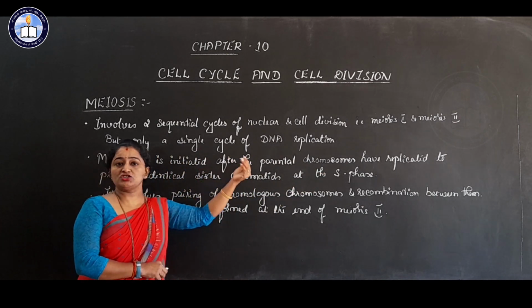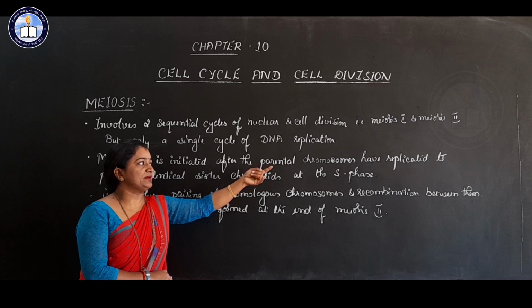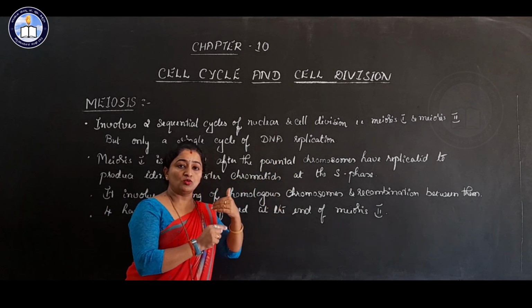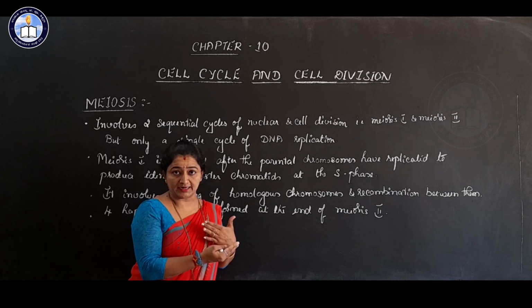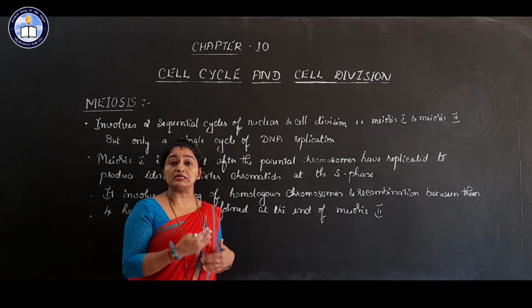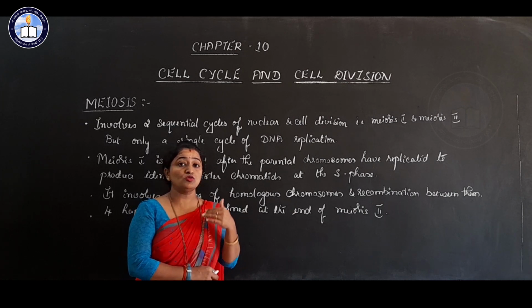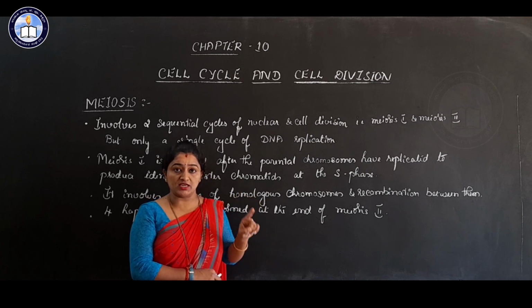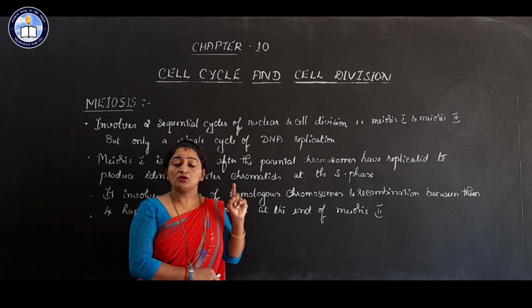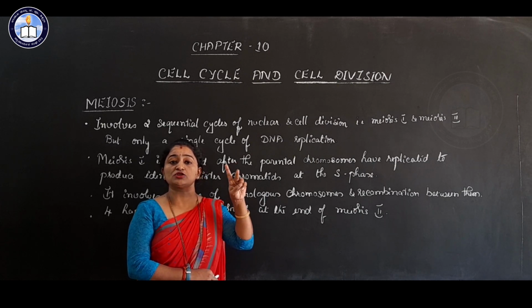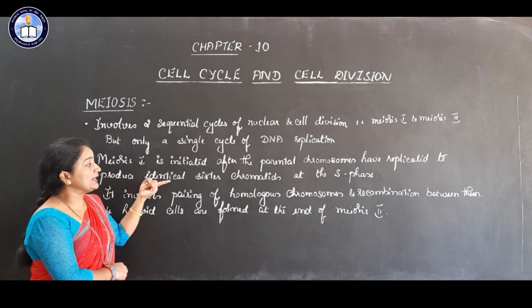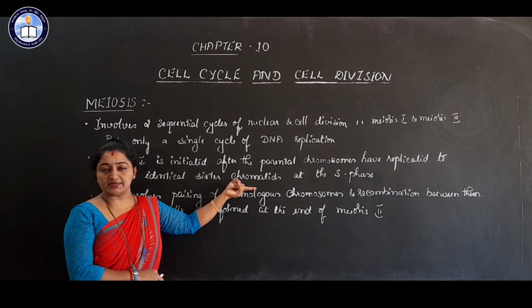When we mention that the parental chromosome has replicated, the DNA in the chromosome has replicated. It is not about the multiplication of chromosomes. The chromosome number is not doubled. Only DNA replicates, and thereby in the chromosome 2 sister chromatids are formed, right? That is to produce identical sister chromatids.